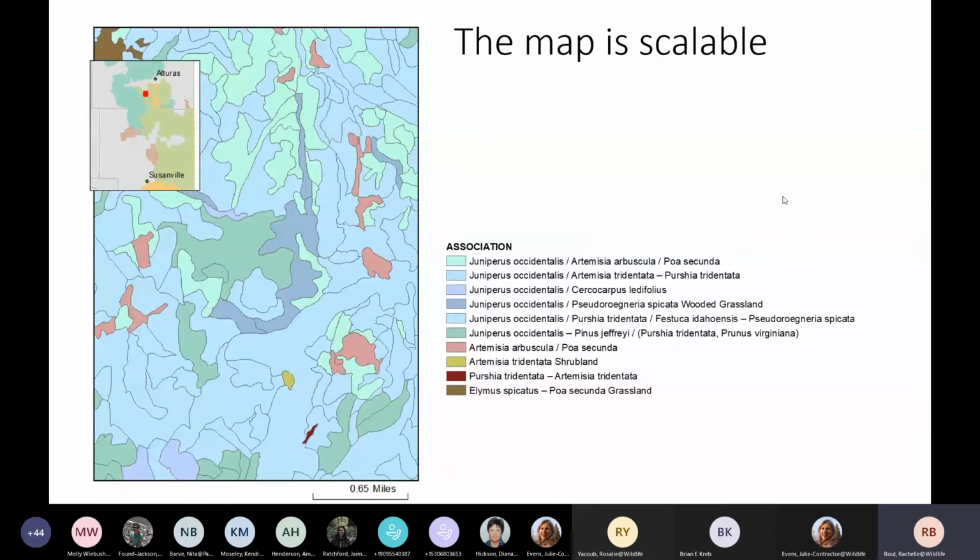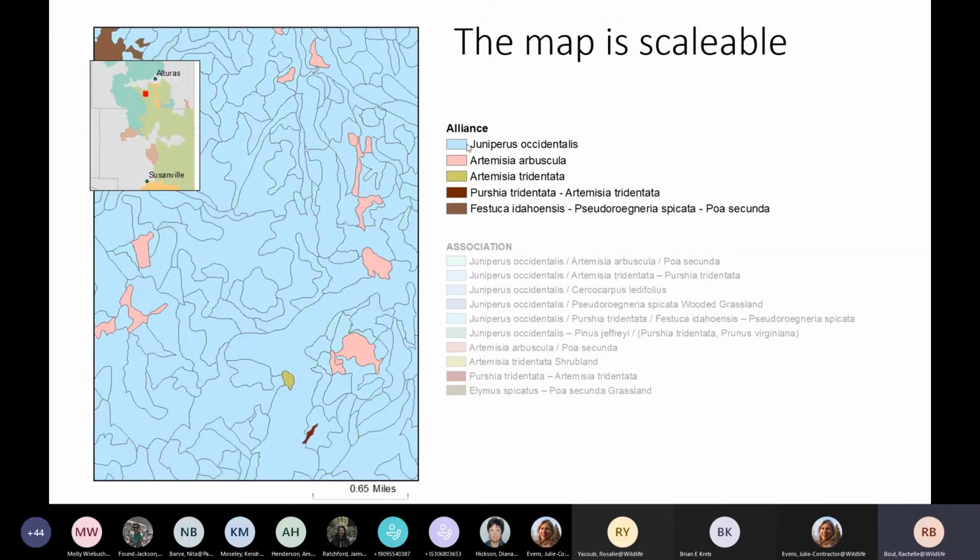But if perhaps you only need to use the data at a broader level, the alliance level, say, because maybe you want to identify the location of all the juniper woodlands. So now we've merged all the juniper associations into the juniper alliance. So now you can see that this simplifies the map considerably. And so you can use that to direct management more broadly.